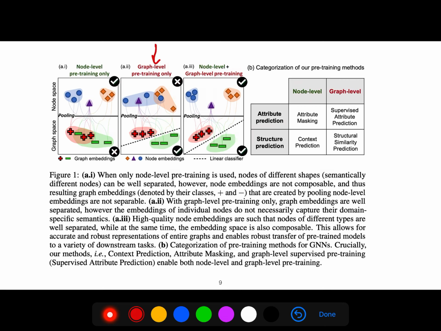Now here you see that with graph-level pre-training only, graph embeddings are well separated. However, the embeddings of individual nodes do not necessarily capture their domain-specific semantics. And finally, in this case, we have high-quality node embeddings such that nodes of different types are well separated, while at the same time, the embedding space is also composable.